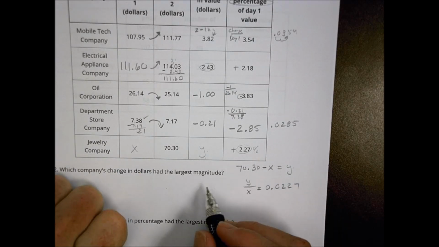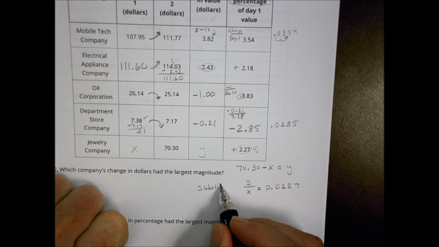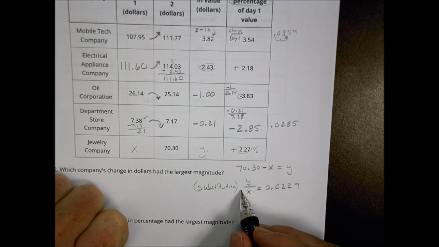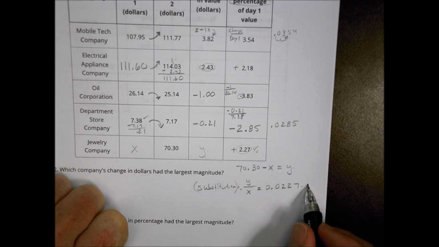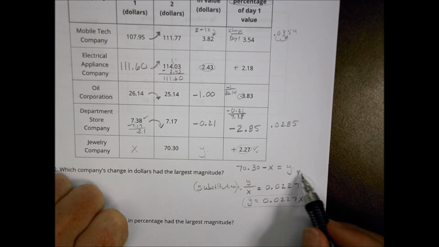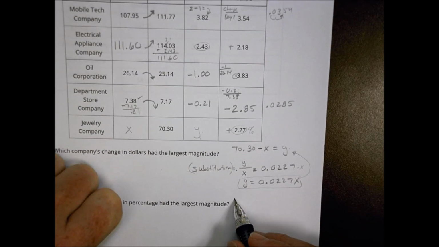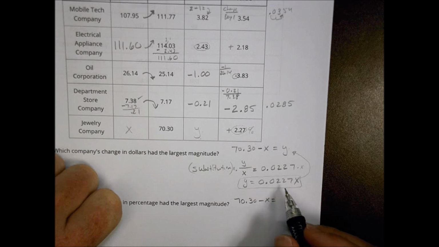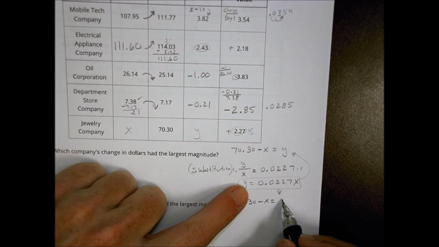So I want to use what's called substitution for this problem. That means I'm going to take my x and put it on the other side by multiplying both sides by x, so that y equals 0.0227x. Now I have a value for y that I can substitute into my first equation. So let's go back to my first equation and do that. I have 70.30 minus x equals, and I don't want to write y, I'm going to write down this value of y.